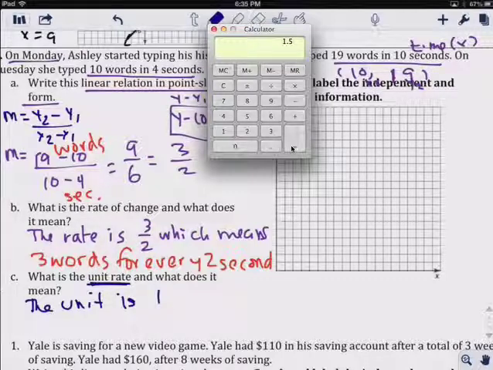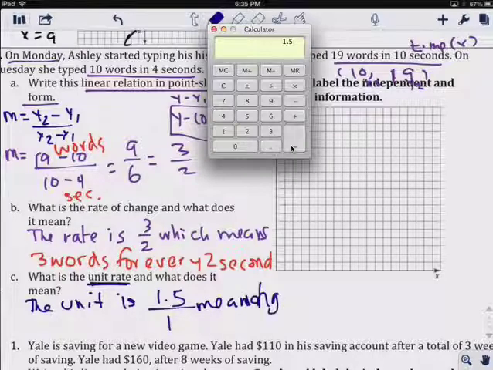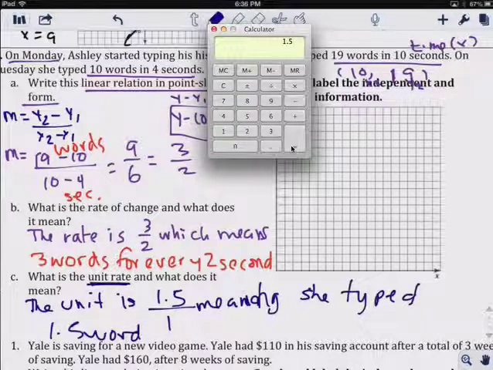1.5 over 1, meaning this person types 1.5 words a minute. A second, actually.